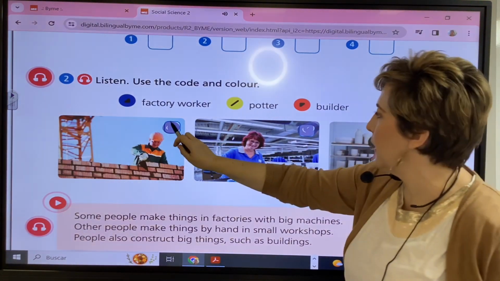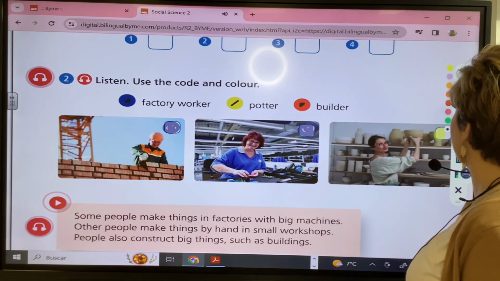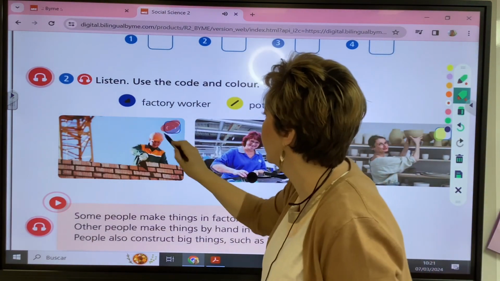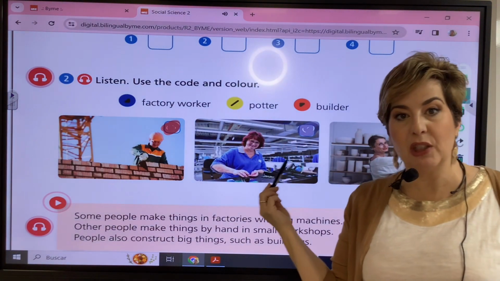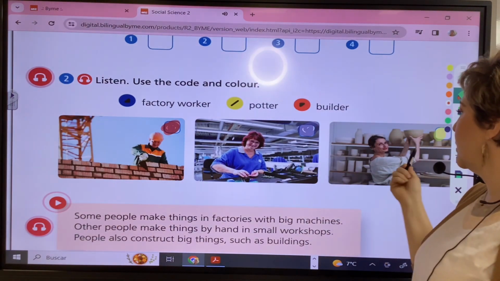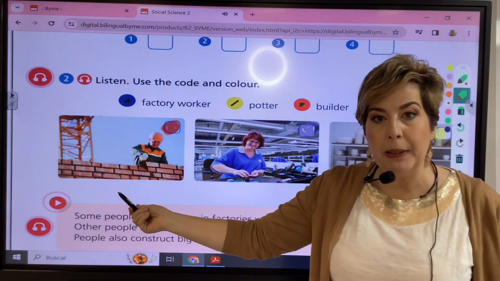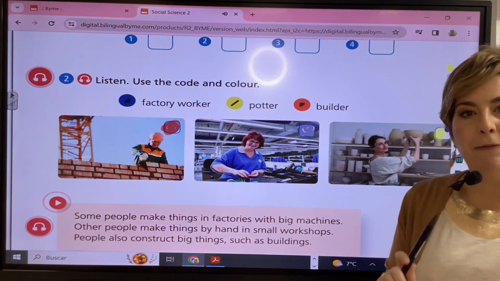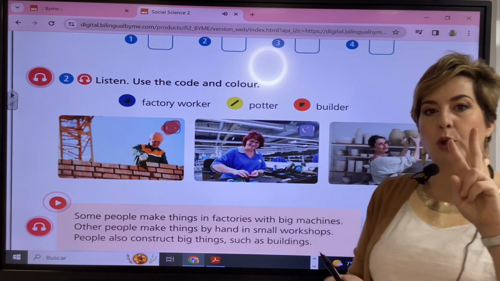I made a mistake here because this is a builder, which is color red. Red, not blue. Okay, so she says she's a potter. She makes pottery. He is a builder. And she is a factory worker. And those are the three jobs that we have studied in group two.